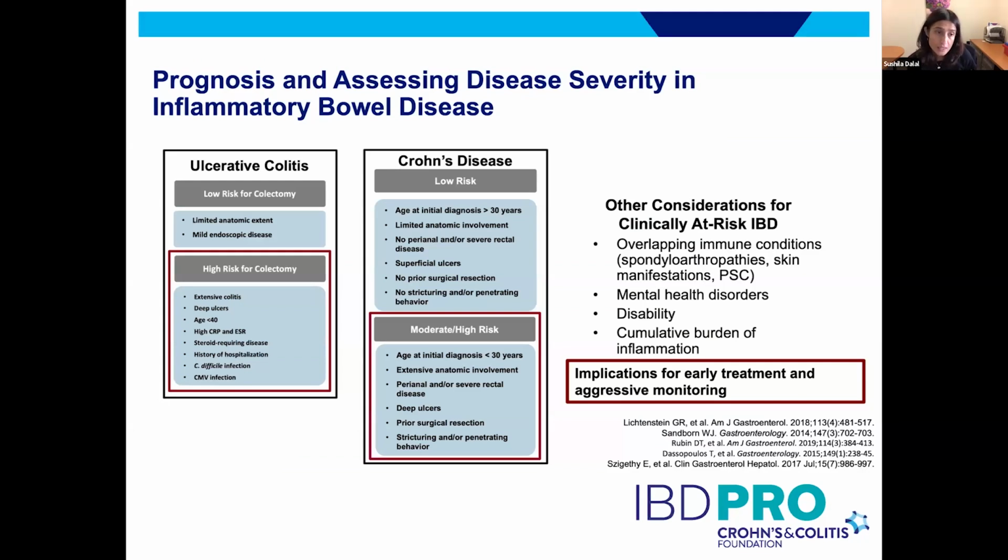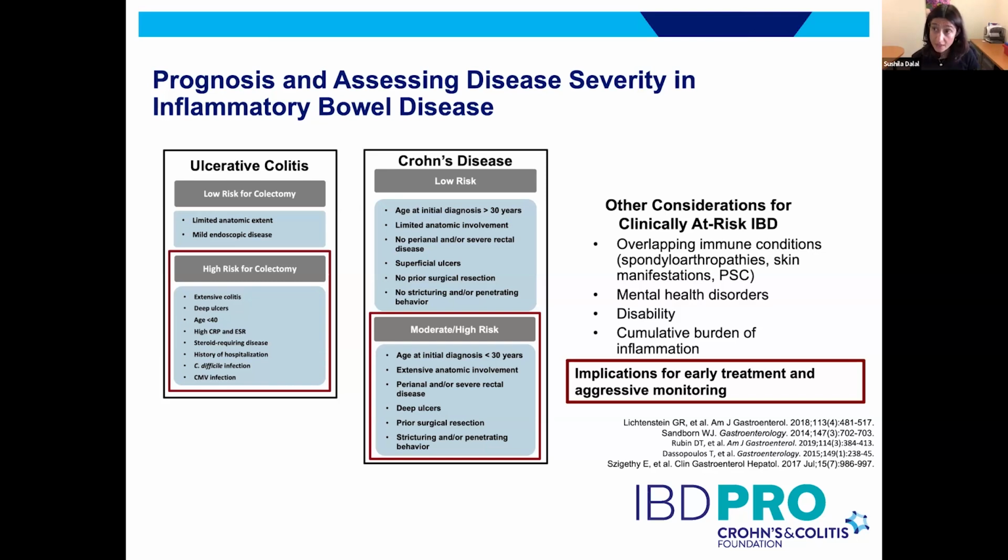So for ulcerative colitis patients, the patients that are low risk for colectomy are those that have a limited extent of disease and that have more mild disease when we look at it with a scope. The higher risk patients have more extensive disease, they have deeper ulcers, they're younger at diagnosis, they have high inflammatory markers, they've required steroids or hospitalization, and then they also have opportunistic infections. To some extent, we think C. diff infection and CMV infection are markers of a sick colon that's vulnerable for those opportunistic things to take over.